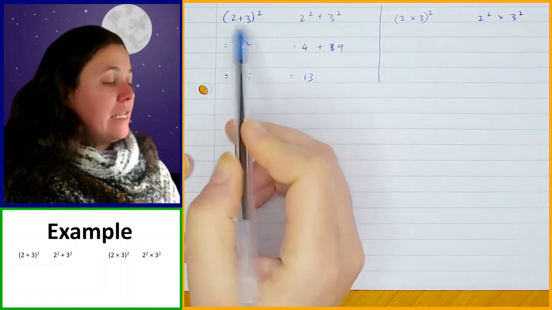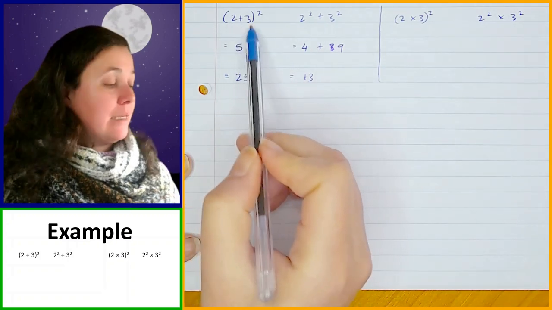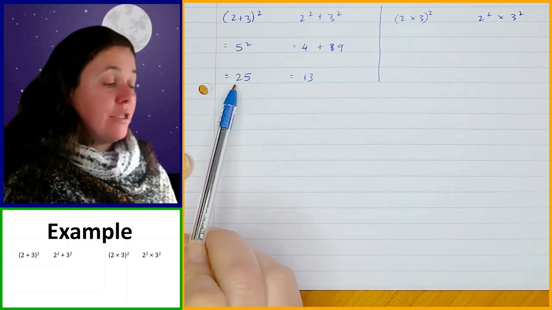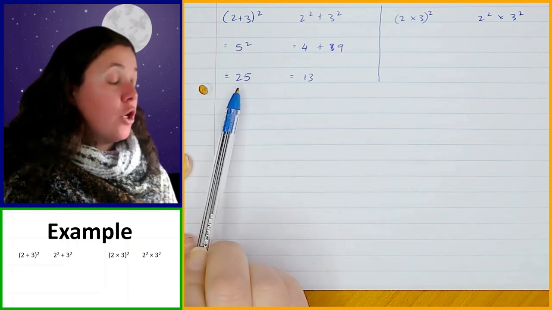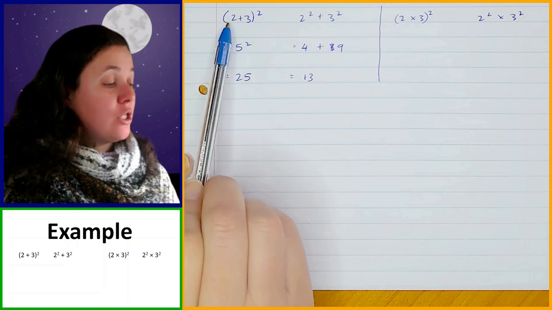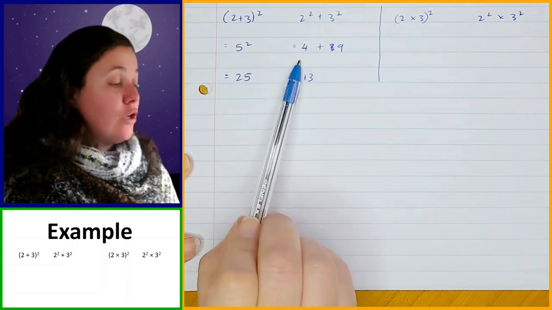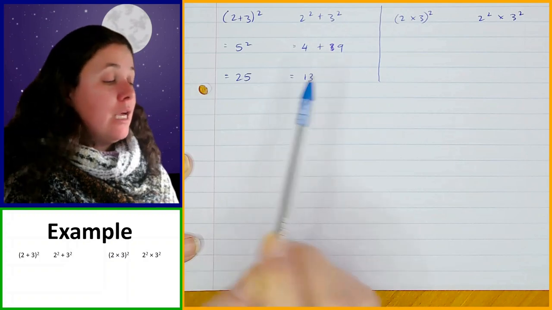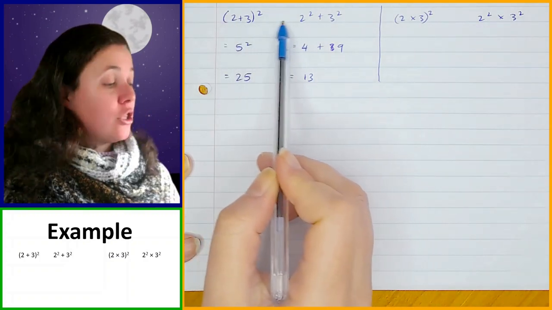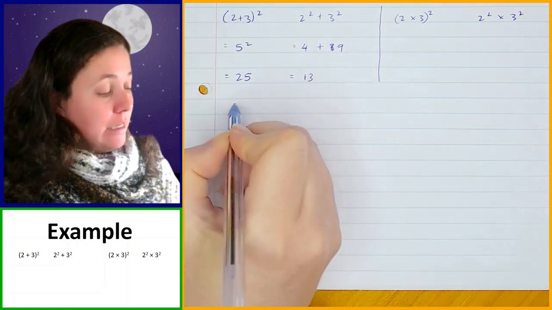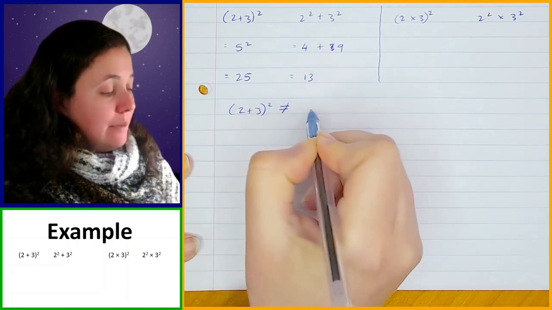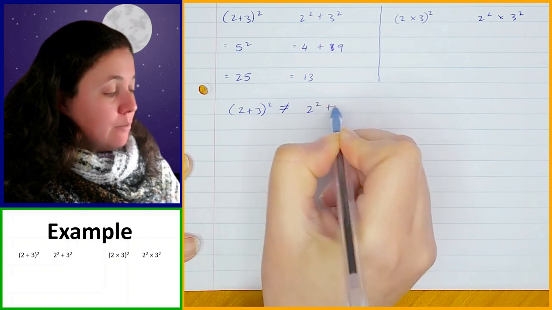So now you can see that if I have 2 plus 3 in brackets and I simplify the 2 plus 3 and square it, I get 25. It's not going to give me the same answer as if I square the 2 and the 3 separately. If I try squaring the 2 and 3 separately, I'm going to get a different answer completely. So I can't say that those are equal to each other. So 2 plus 3 in brackets squared is not the same as 2 squared plus 3 squared.